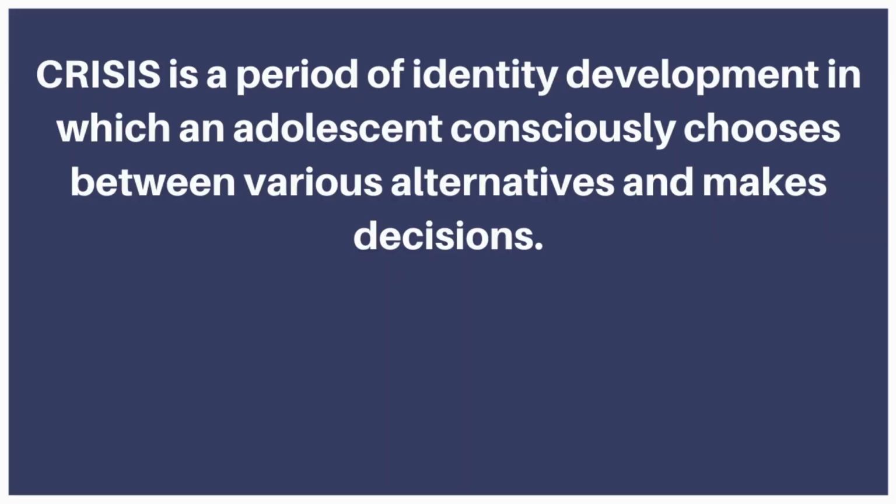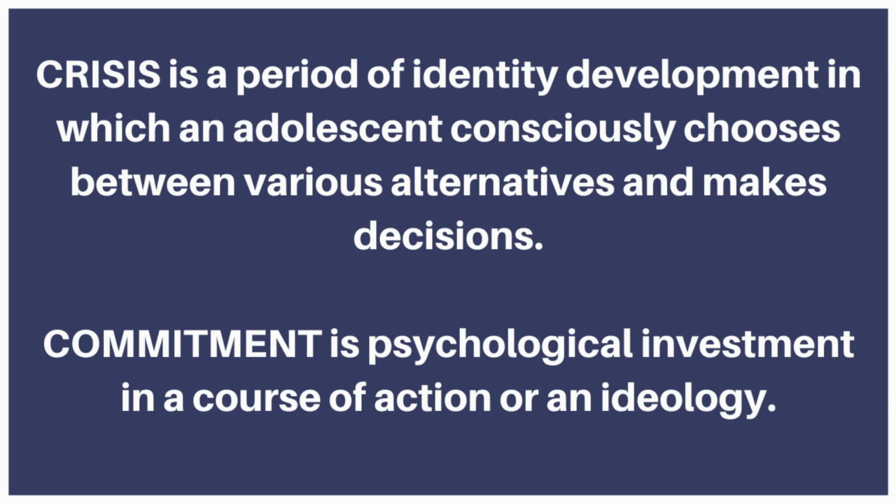So let's begin. Last week we spoke about Erikson's psychosocial stages, one of which was identity formation versus isolation. Using that as a springboard, psychologist James Marcia suggested that identity can be seen in terms of two characteristics: crisis and commitment. Crisis is a period of identity development in which an adolescent consciously chooses between various alternatives and makes decisions, whereas commitment is a psychological investment in a course of action or an ideology.